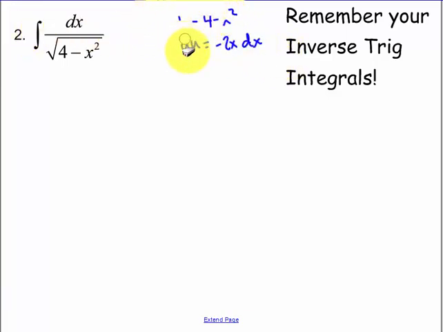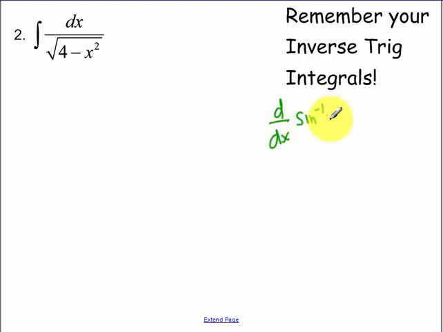And you might see over here, I have a little hint that it's an inverse trig. To me, maybe because I'm just used to it, it kind of looks like an inverse trig. It kind of looks like the derivative of inverse sine, which is 1 over the square root of 1 minus x squared. So if I could get this 4 to be a 1, I'm going to be golden. So what I'm going to do is underneath this radical, I'm going to factor out a 4.